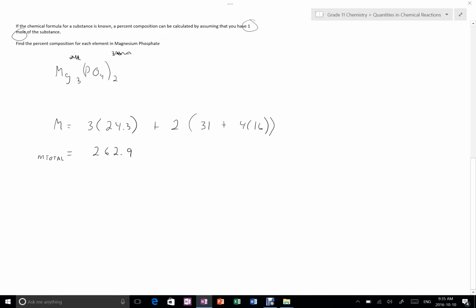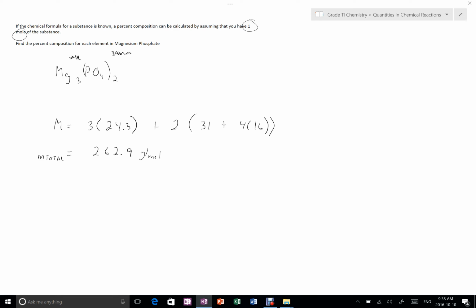Now I need to figure out the mass of the individual elements. I really only have to do 2 because once I get the 2, then I can do the third using the 100% thing that I just showed you. So this is the grams per mole, but we assumed 1 mole, so that's what we're going to assume our mass is.